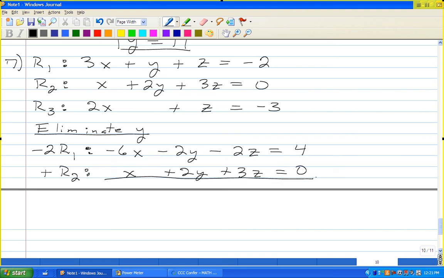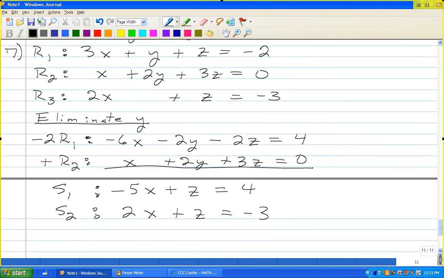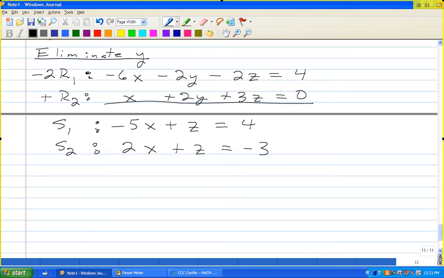So let me do that. And so I get negative 5x plus z is 4. Let's call this S1, and I'll call R3 S2. And let's eliminate z, since there's 1's in front of these.